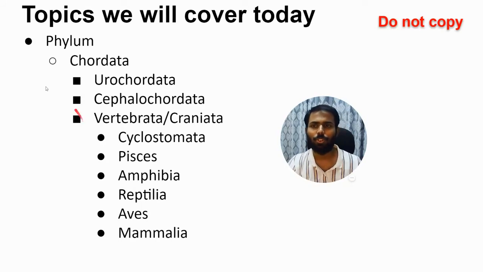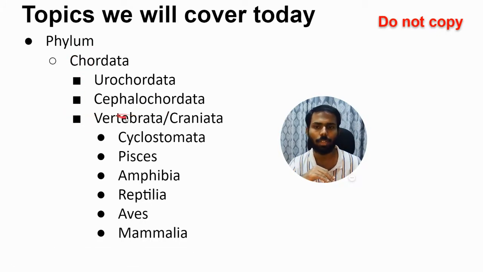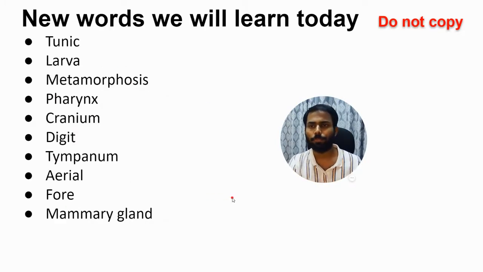Although we are left with only one phylum, which is Chordata, under Chordata also you have different types. There are subphylums under the phylum Chordata, and under the last subphylum, which is Vertebrata, you have 6 classes. So we'll see each one of them in detail. These are the new words we're going to learn today: tunic, larva, metamorphosis, pharynx, cranium, digit, tympanum, aerial, mammary gland. Great. Let's move ahead.